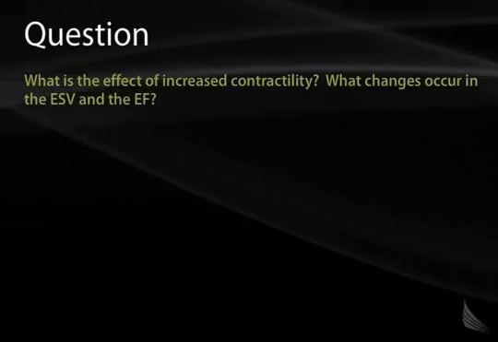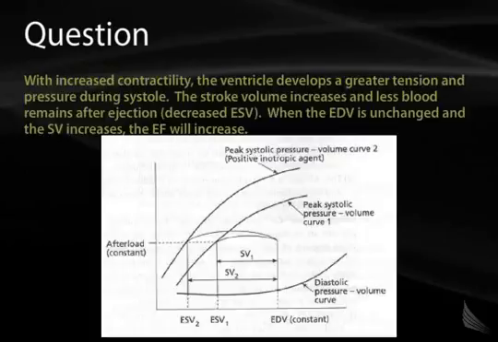What is the effect of increased contractility? What changes occur in the end systolic volume and the ejection fraction? With increased contractility, you can see here in this chart that volume curve 1 becomes volume curve 2. End diastolic volume is constant, but the end systolic volume goes from volume 1 to volume 2. When the end diastolic volume is unchanged, and you have increased contractility, the end systolic volume goes from point 1 to point 2. This causes an increase in ejection fraction and an increase in stroke volume.